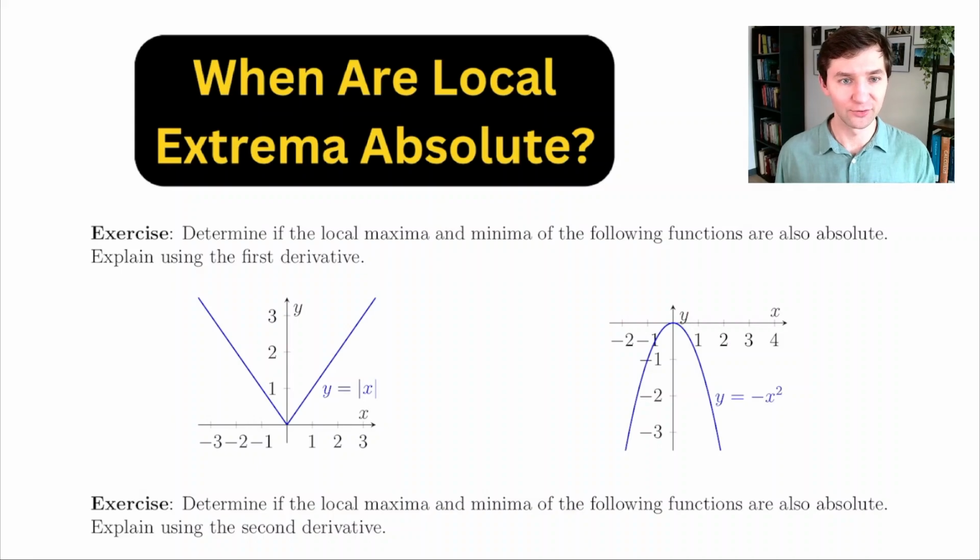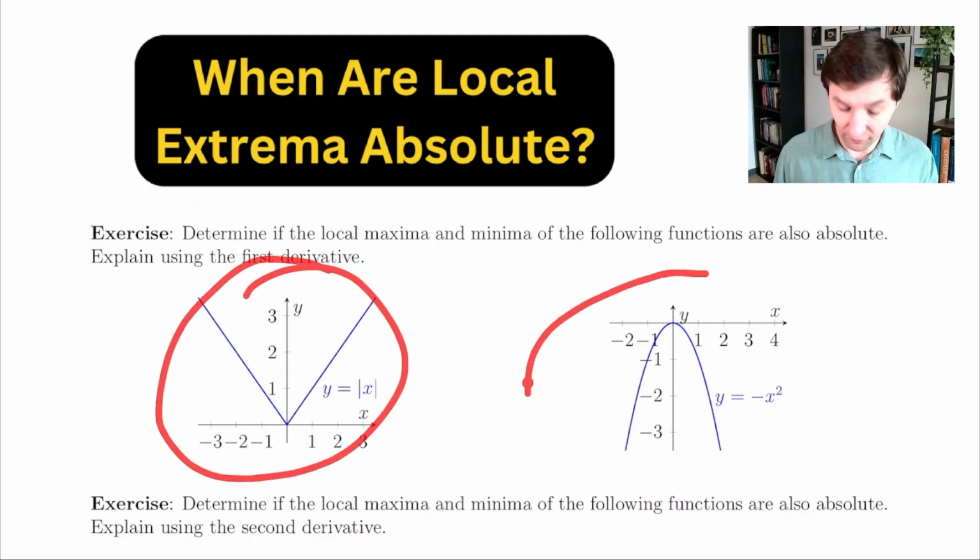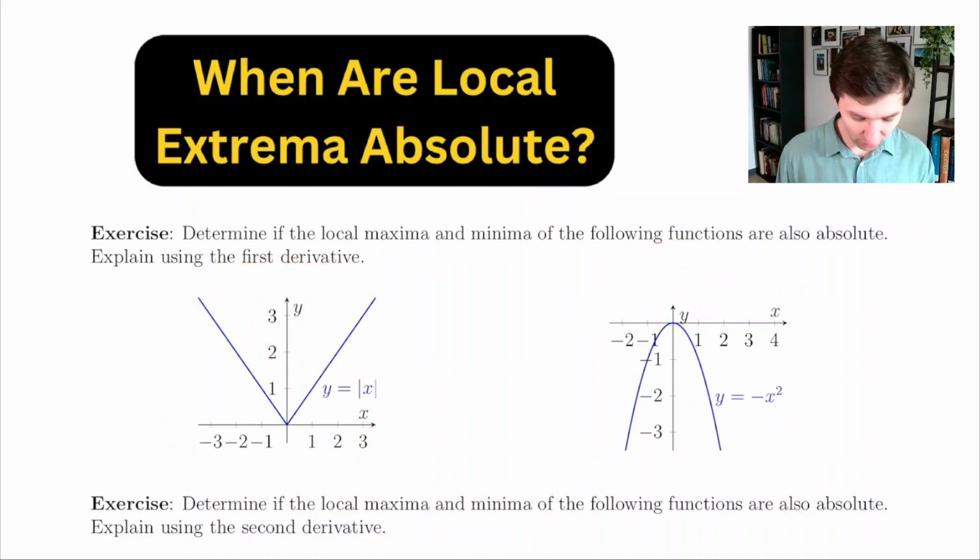Hi everyone. Today we'll learn when local extrema are also absolute. In the first exercise, we're given two functions. The first one has a local minimum at x equal to 0. The second one has a local maximum at x equal to 0. Can we conclude that these local minima and maxima are also absolute?